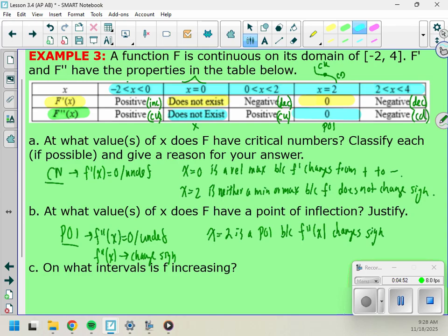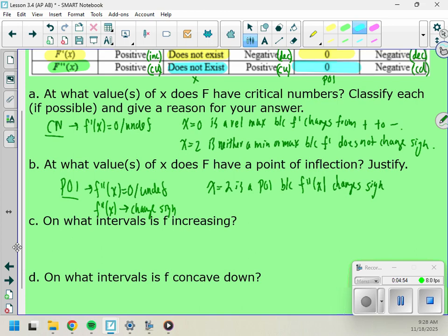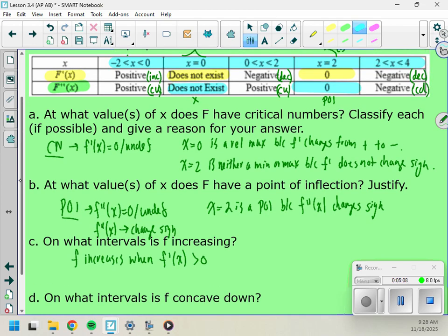And then finally, on what intervals is f increasing? f increases when f prime of x is greater than 0, or positive. So when does that happen? That happens from -2 to 0, and that's it. That's the only time f is increasing, only when f prime is positive.